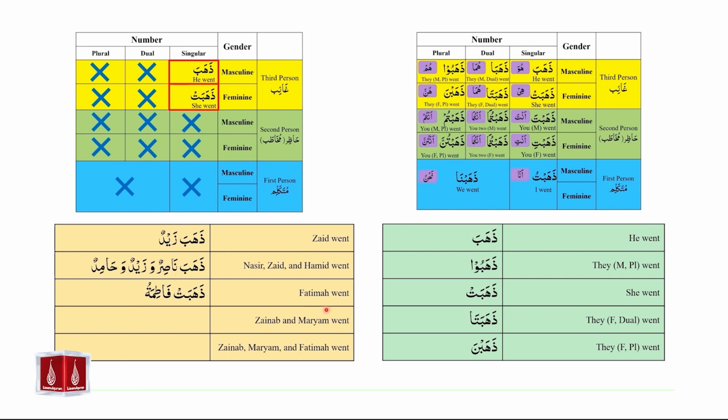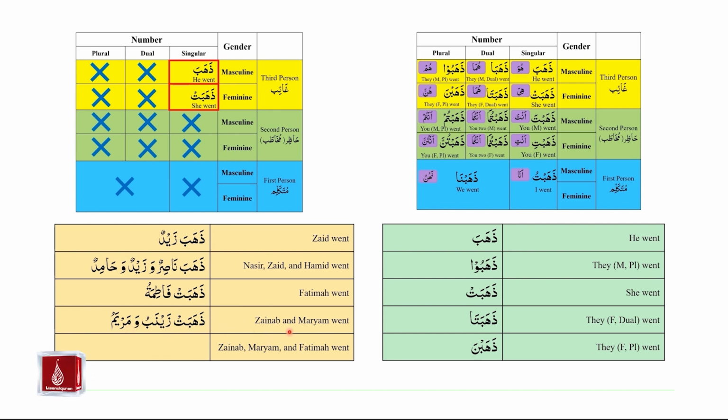Zainab and Maryam went. Zainab is a noun, Maryam is a noun, and if a noun is being used as a fa'il, we no longer need to use all the 14 options. We only need to pick from either cell number 1 or cell number 4 of our table, and we will pick cell number 4 because we are dealing with the feminine gender, and we will say Zahabat, Zainabu wa Maryamu.